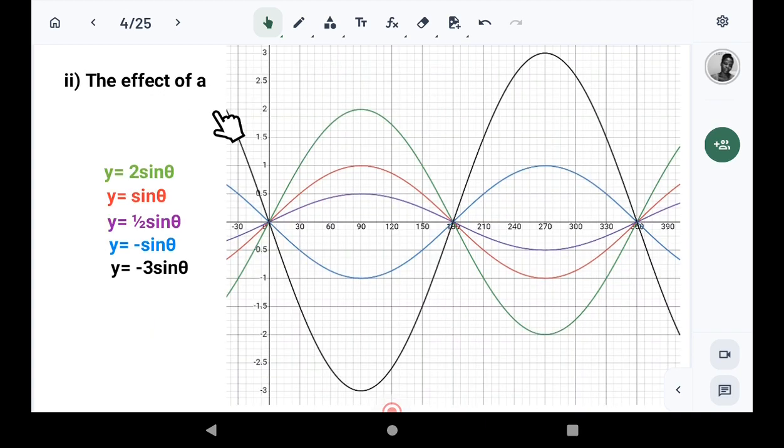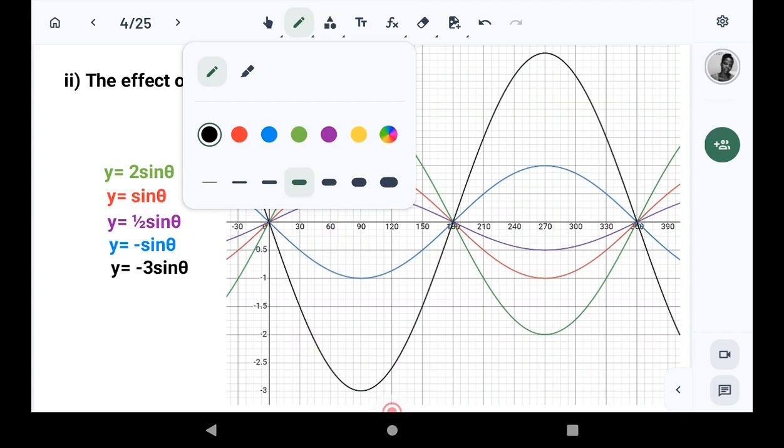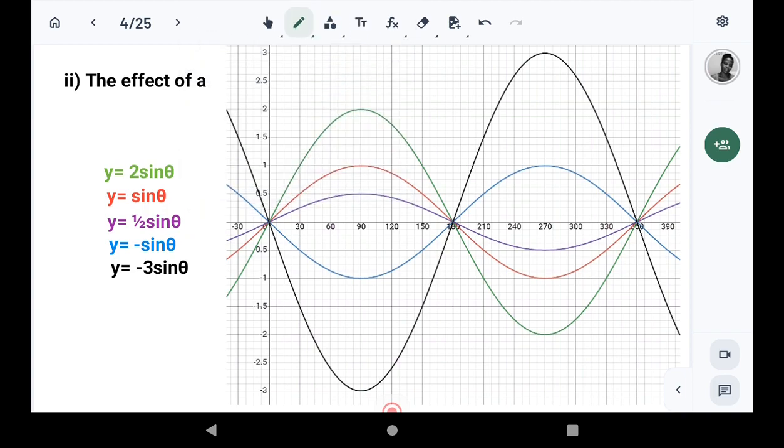Effect of a, that affects the amplitude. If your a is 2, for example, your amplitude instead of being 1 becomes 2. And if your a is half, your amplitude becomes half. If your a is -3, for example, your amplitude is still 3 because we're dealing with the absolute value here. The amplitude is the absolute value of your a. So in this case, the absolute value of -3 is 3. So the amplitude will be +3.